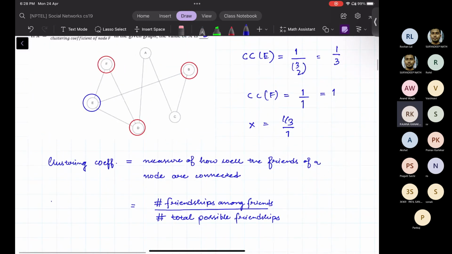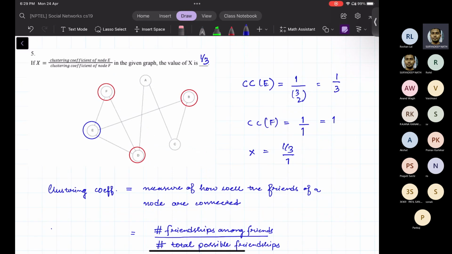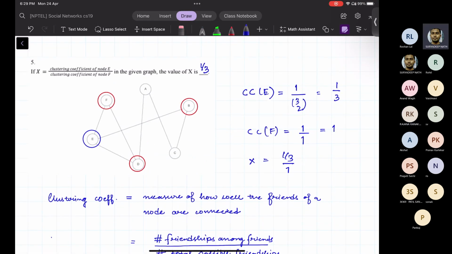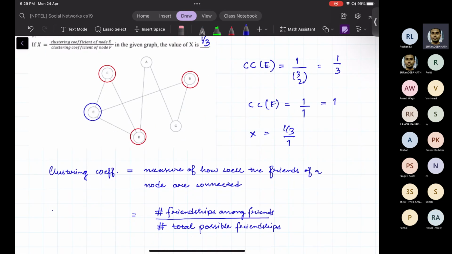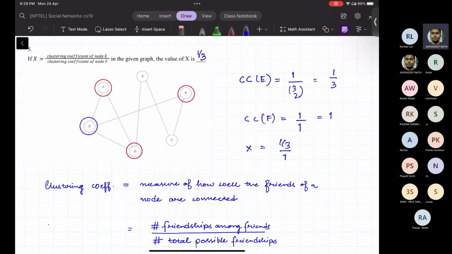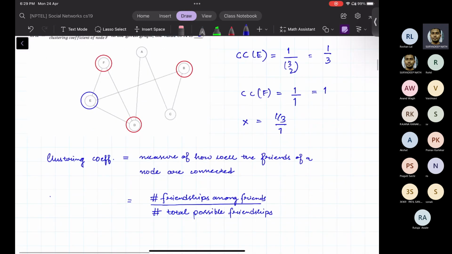Sir, can you please explain the clustering coefficient part once again? Yes. In a given network, the clustering coefficient measures how well the friends of a particular node are connected. So if I ask what is the clustering coefficient of E, I look at its friends. The friends of E are F, B and D. So I take a look at how well F, B and D are connected. How well they are connected is measured by a ratio: in the numerator, the total number of friendships present among F, B, D, and in the denominator, the maximum number of friendships that could have been possible among F, B and D.